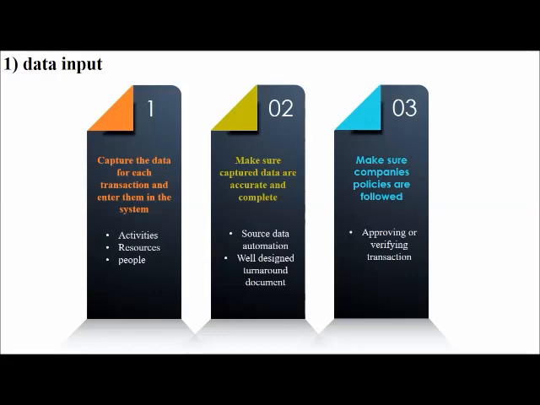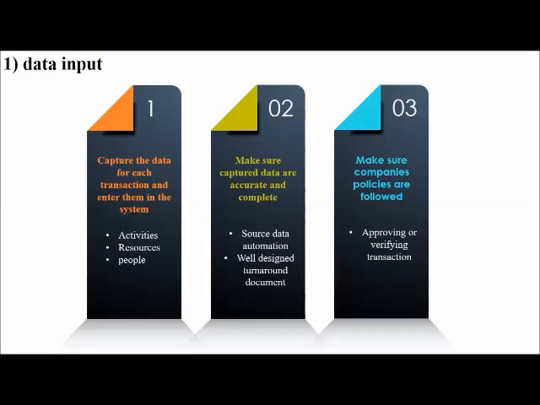How could I make sure that the data are accurate and complete? Through two ways. The first way is source data automation. The second is a well-designed turnaround document. Source data automation. What do I mean by source data automation? It's devices that capture transaction data in machine-readable form at the time and place of their origin, such as ATMs in the bank, point of sale scanners used in retail stores, or barcode scanners used in warehouses.